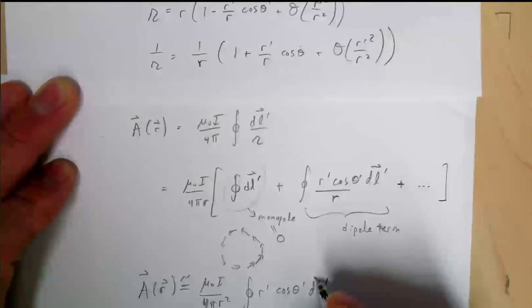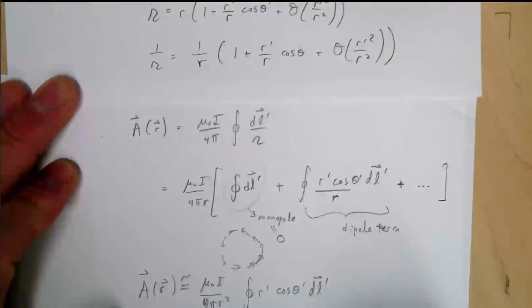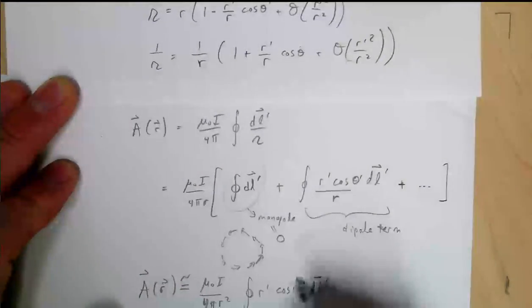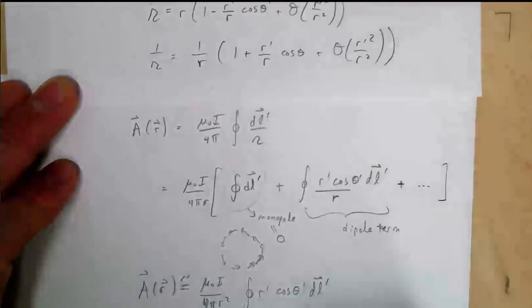Now we're left with something that we could actually compute in principle. Notice that there is an r prime hidden in this cosine of theta prime, which is why we can't take it out of the integral. But it's going to be a total pain to compute this, so we're going to play around with some tricks.